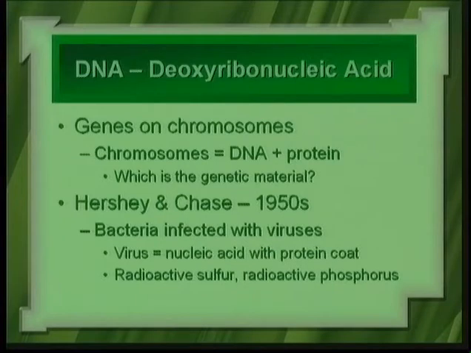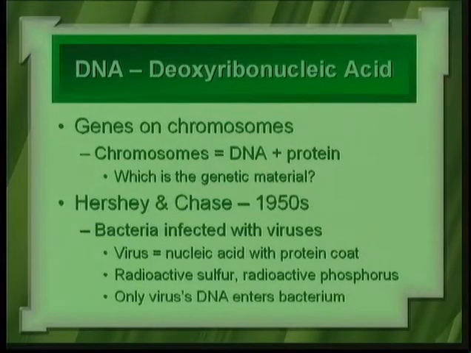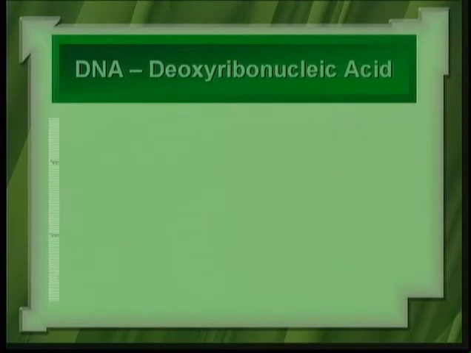Remember, nucleic acids are made up of nucleotides, and what are the components of nucleotides? You have a sugar, you have a phosphate group, which has phosphorus, and you have nitrogenous bases. Those are the three main parts of a nucleotide. Nucleotides are linked together to make the nucleic acid molecule. Generally, only the virus's DNA actually enters the bacterium. Bacterium is singular for bacteria, which is plural.